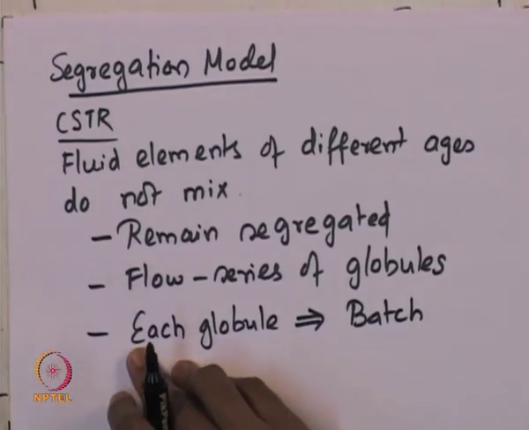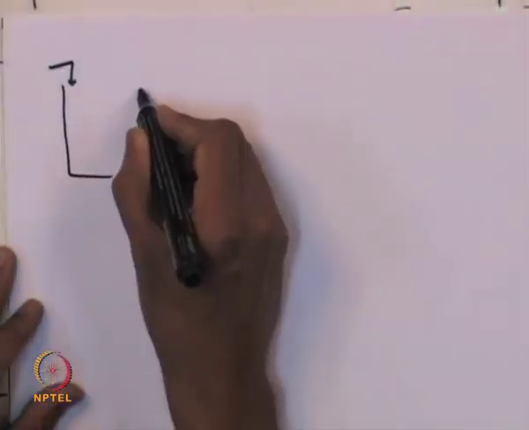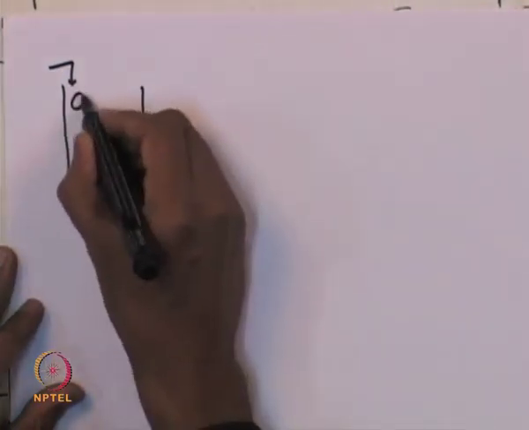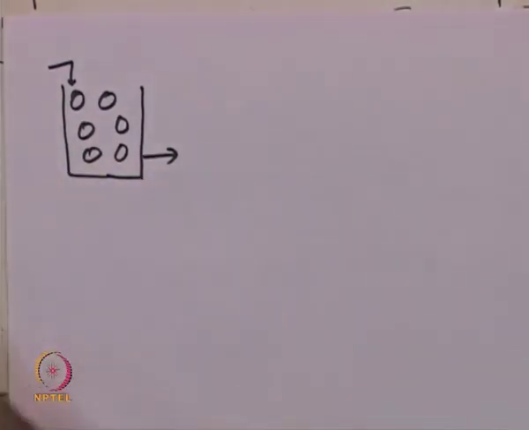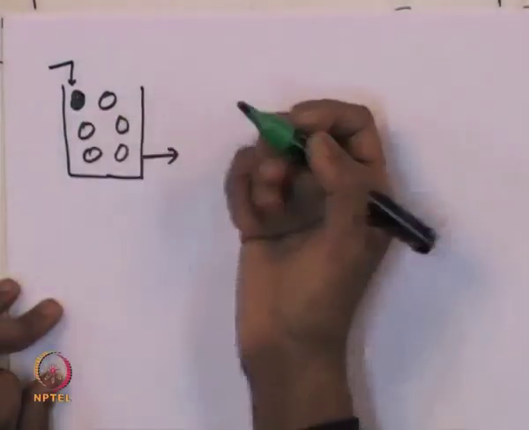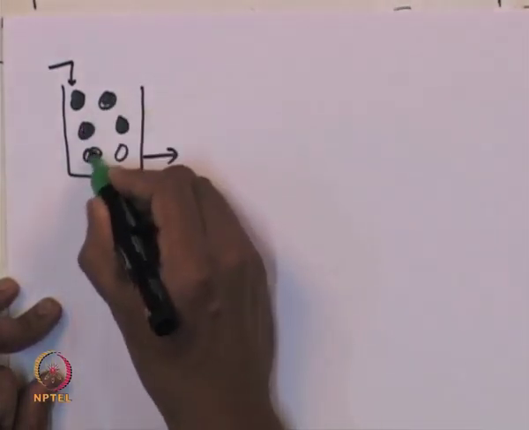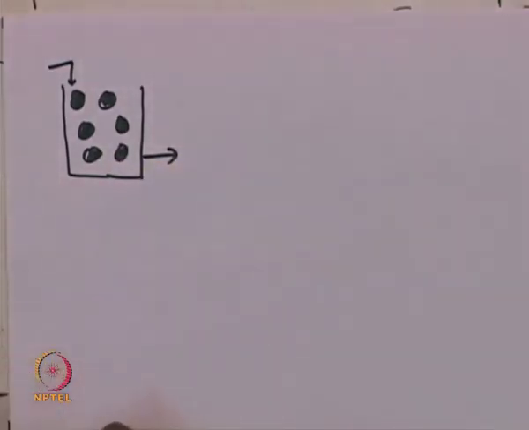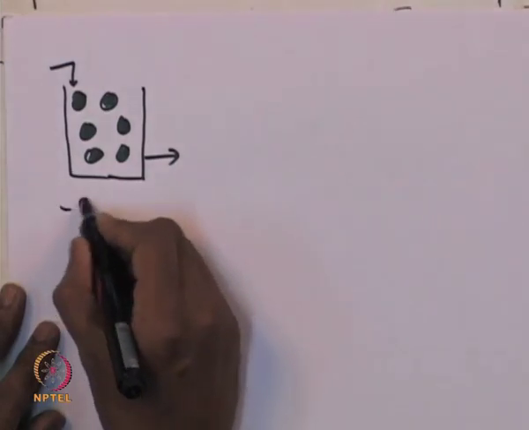So, now how do we model this? We can depict this particular aspect in a CSTR as basically a tank which contains several globules, and each of these globules is going to have a different age. This one has a different age, this one has a different age, and each of these globules can in principle be of different sizes as well.